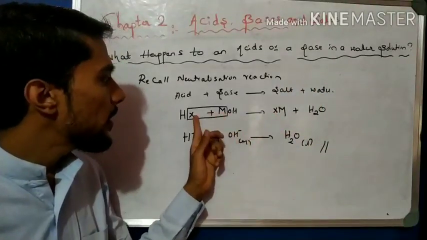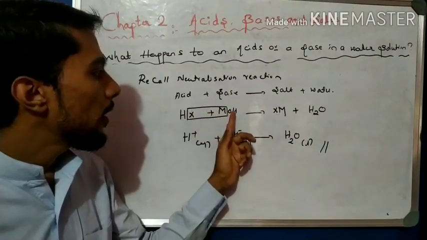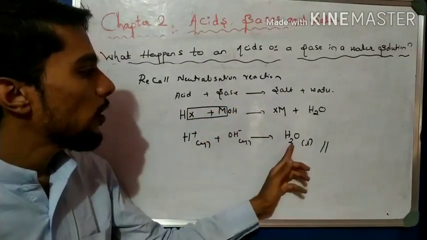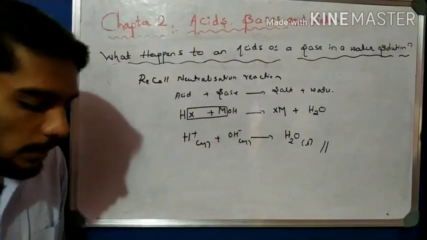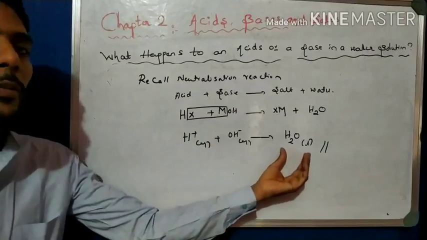There is a metal, they are combined together. When they are combined together, they form H and OH, H and OH form a water molecule. So this is the mechanism of the neutralization reaction, right? So how does the water molecule form in the neutralization reaction?